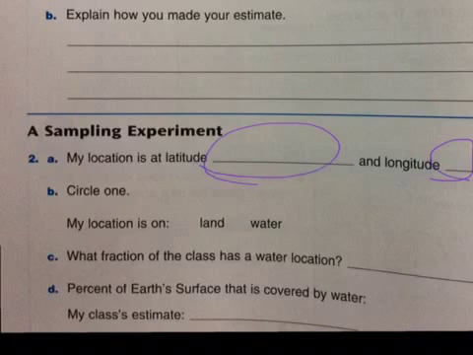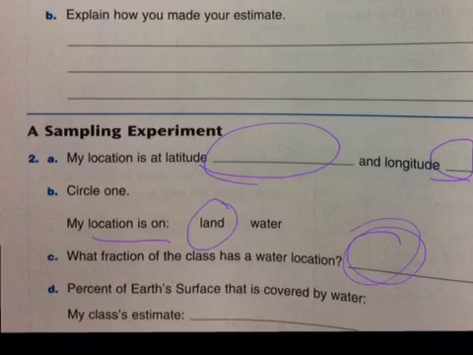Circle 1 is your location on land or on water. Well, we're obviously up in the mountains in Valencia, so we're on land. And what fraction of the class is on water? I don't think anybody here lives on water. So that fraction would be 0 out of the number of class students. How many students are here? 19. And when we get Maria Victoria back, it'll be 20.